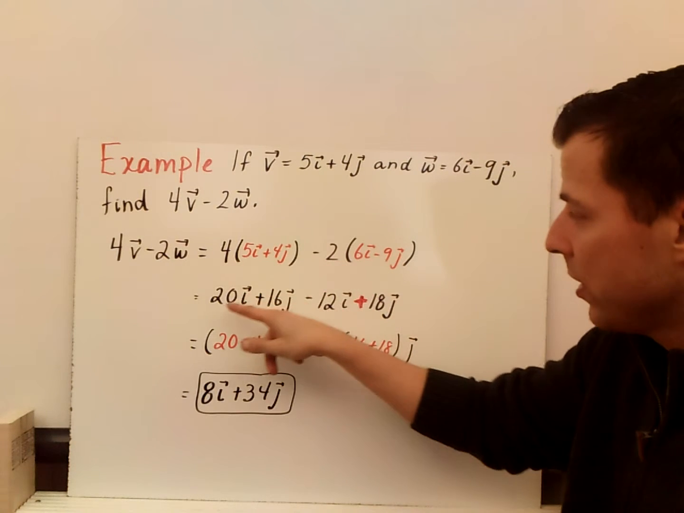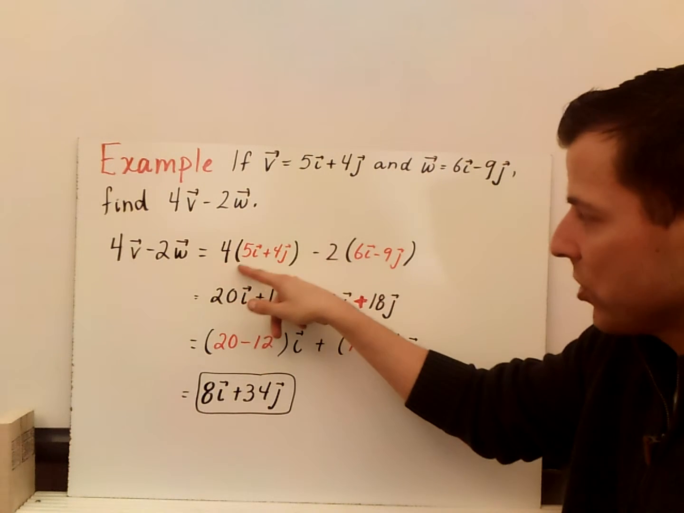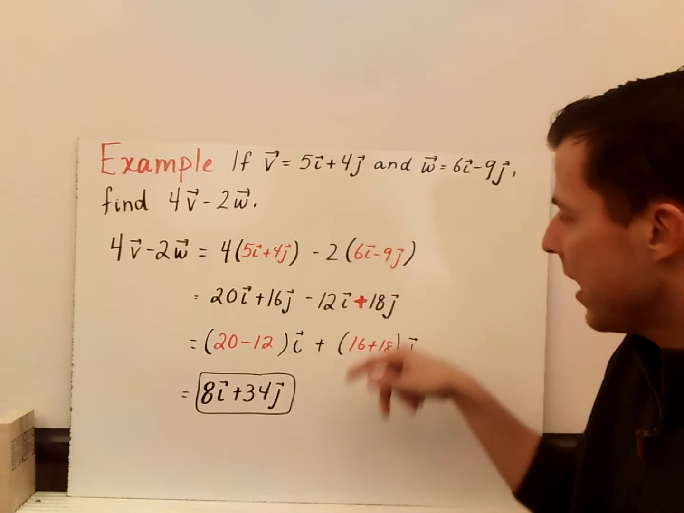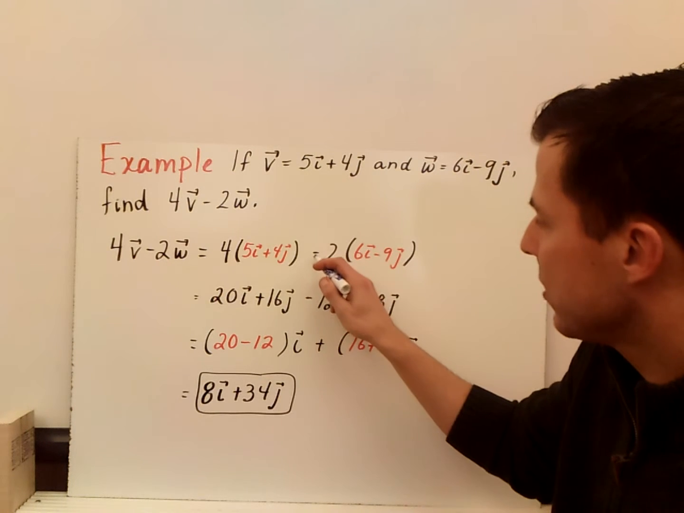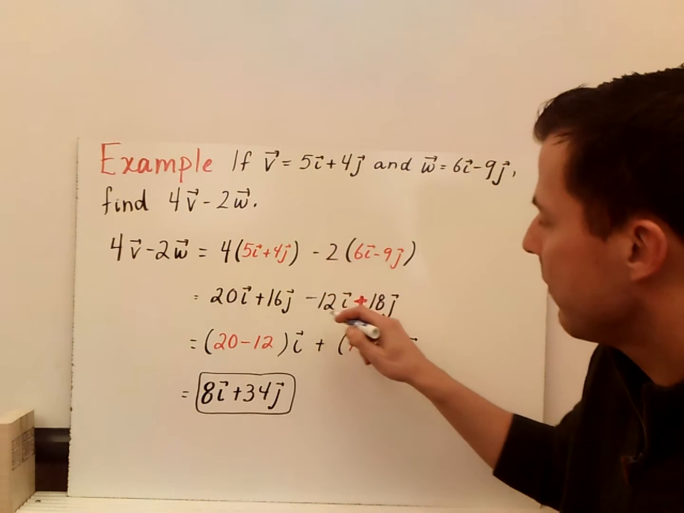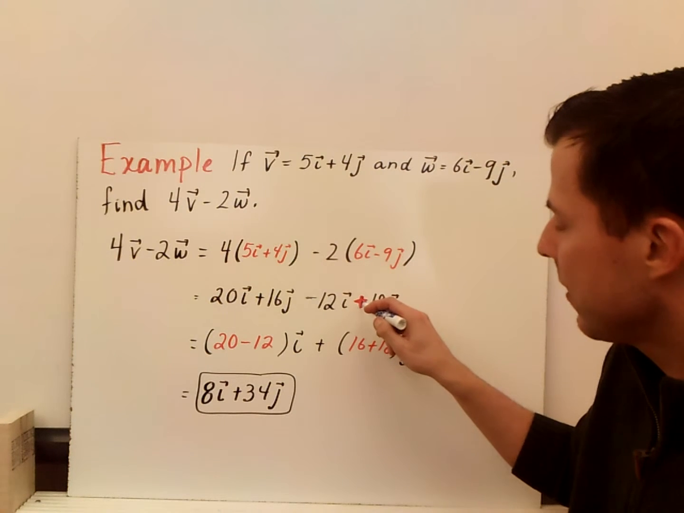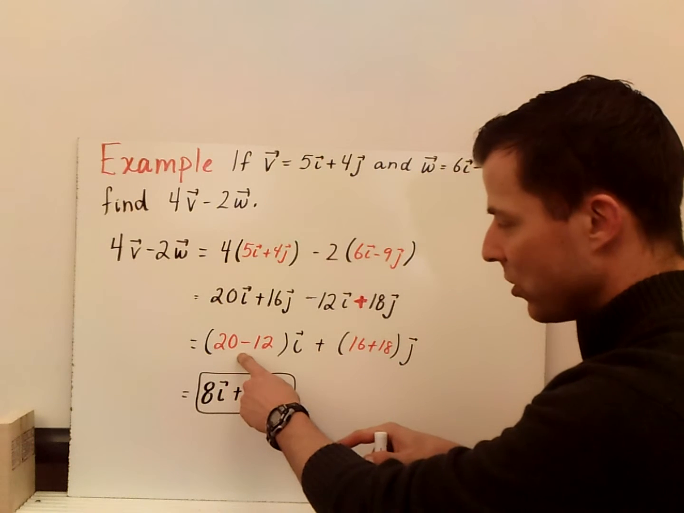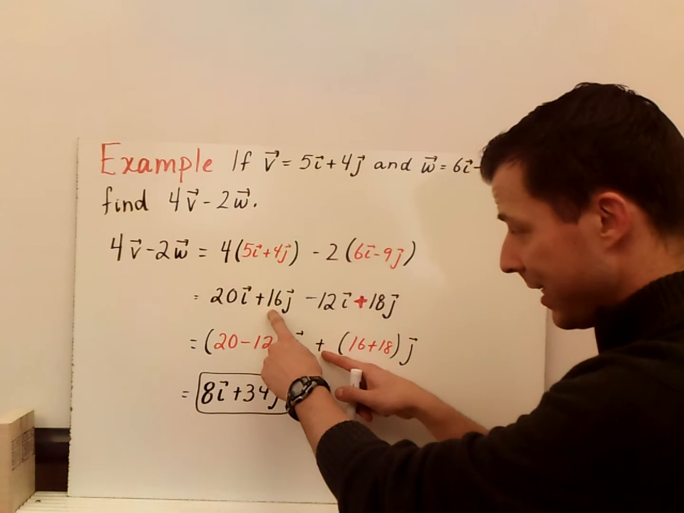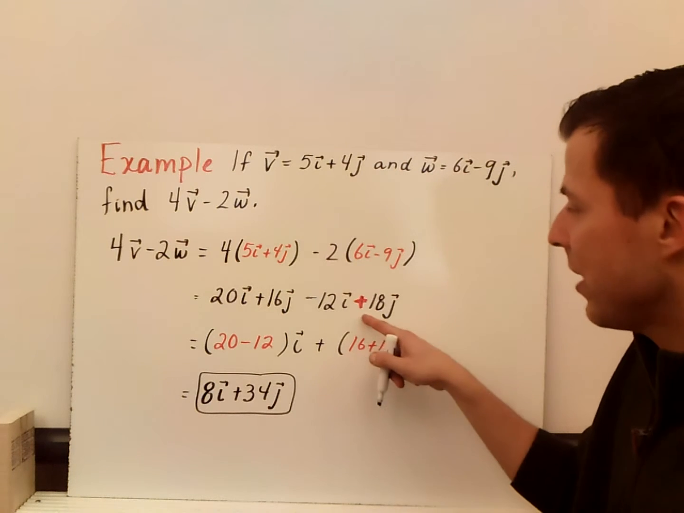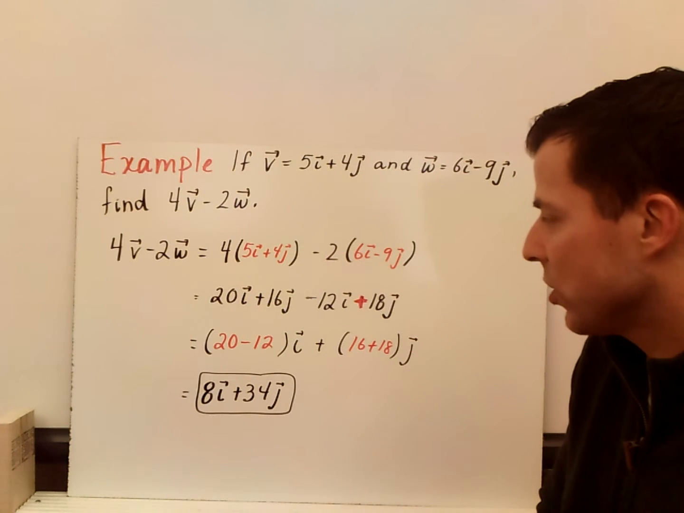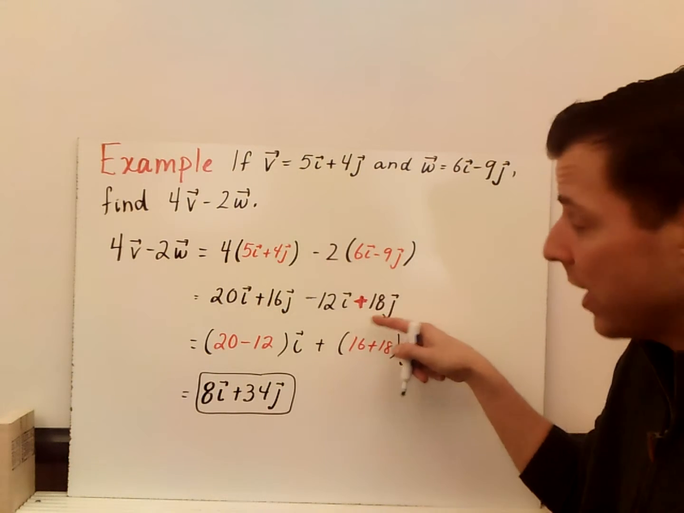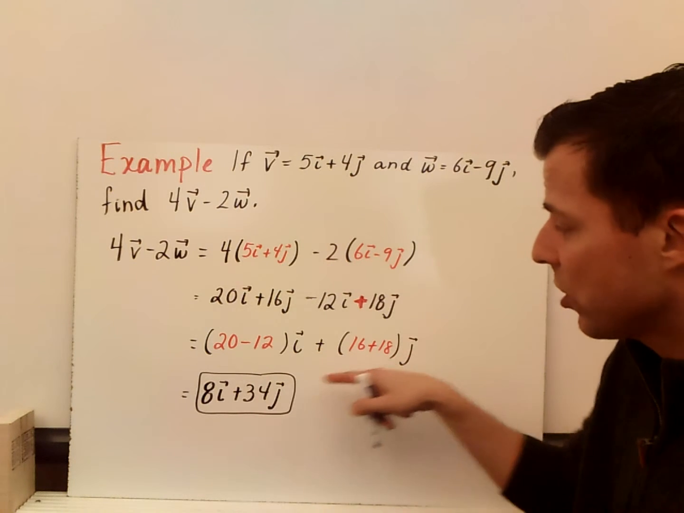Okay, so I distribute. So I get 20i plus 16j if I distribute the 4 to A1 and B1, 2 to 6, and 2 to 9. Notice how I use the negative sign. So negative 2 times this is minus 12i. Negative, negative makes positive there. And so now I can just combine 20 minus 12, there's my i terms, plus 16 plus 18 j. So now it's just adding, basically almost adding like terms, okay? Like 20x plus negative 12x, 16y plus 18y. So there's the combination, just adding like terms.